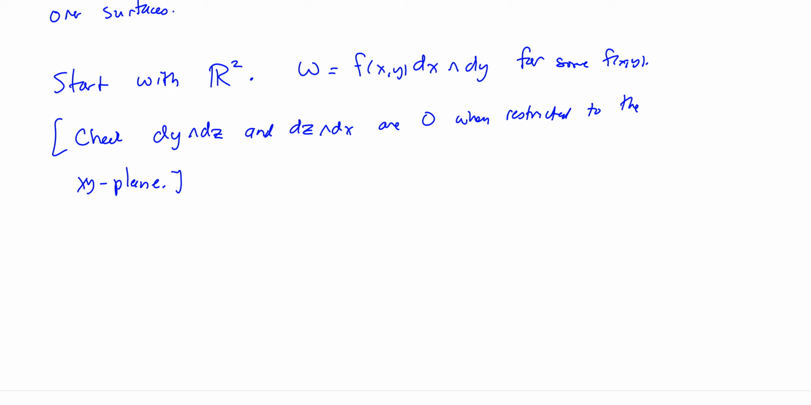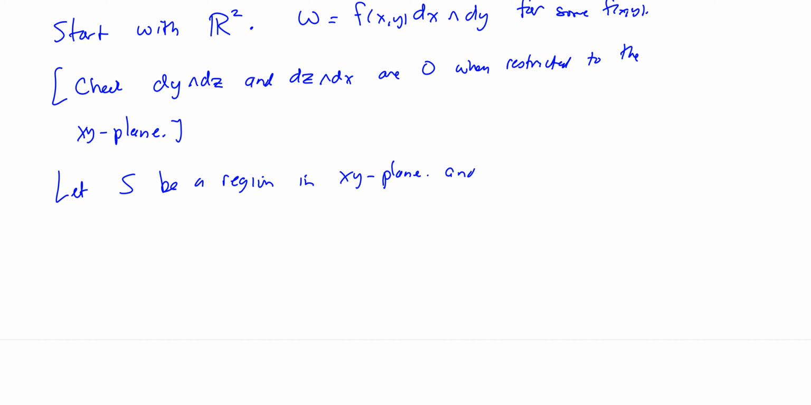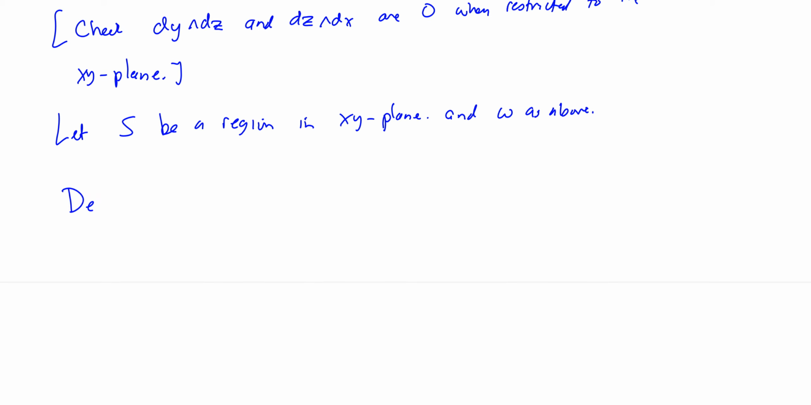Okay, so let's let S be a region in the xy plane, and omega as we just defined, the f of x y dx wedge dy. So what we'll define then, there's not a whole lot of possible ways to define this. Well, this should be the integral over S, and then my omega, of course, is just f of x y dx wedge dy. And then we want to think about, well, what is dx wedge dy?